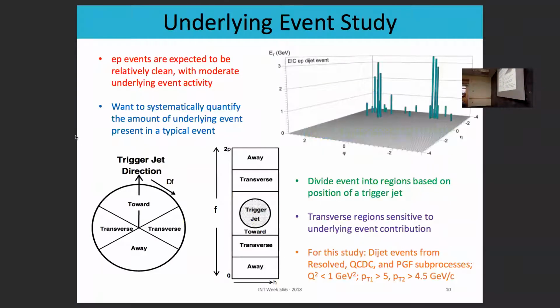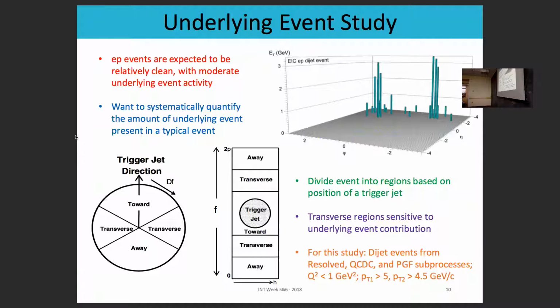So I briefly wanted to talk about underlying event. One of the trade-offs, especially in AA collisions or even high luminosity PP collisions, is that when you go to higher and higher radii, you get more underlying event junk that contaminates your jets. We wanted to try to quantify that a little bit in EP. So this is a typical EP Dijet event. You can see it's relatively clean.